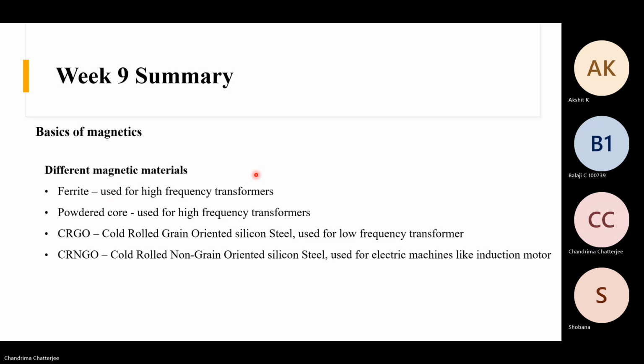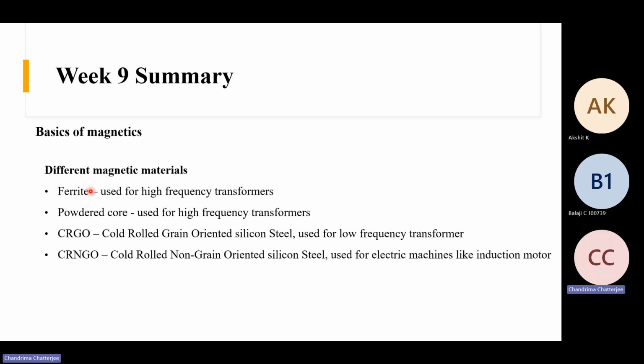So first is ferrite. This material is basically used in high frequency transformers and also for making high frequency inductors. The mu value of ferrite is very high. The relative permeability is in the order of some 2000 to 2500 or 1500 like this. So this is ferrite material.